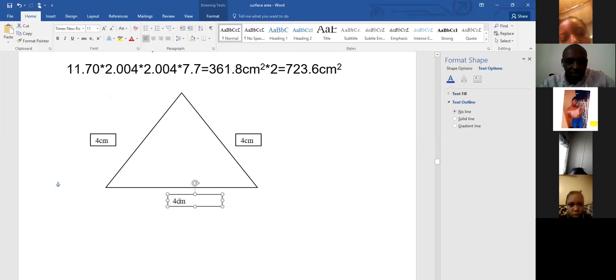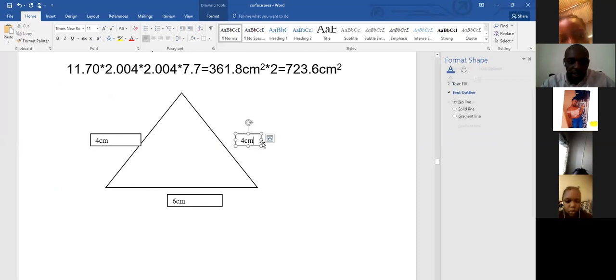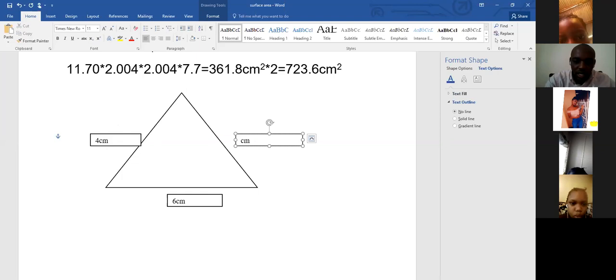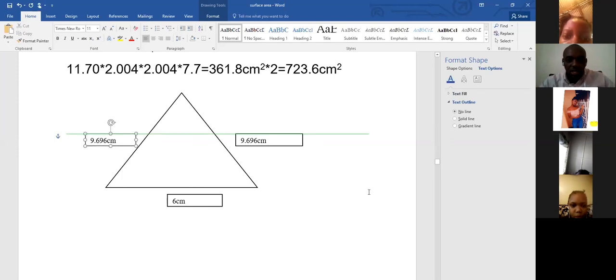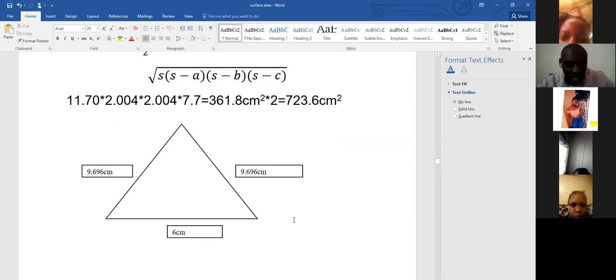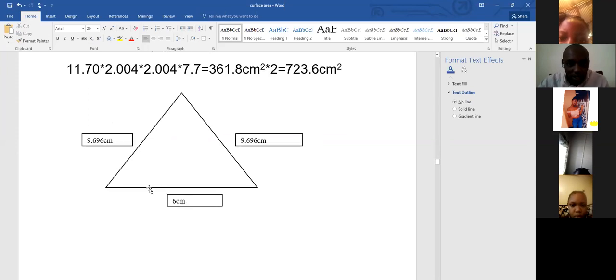Upper base sasa ni 6 centimeters. This is 9.696. 9.696 centimeters, the same as this, 9.696 centimeters. Okay. Yes, so I have this. So again, if I use Hero's formula, I use Hero's formula here. So I would come here and same 9.696. So let me copy one.